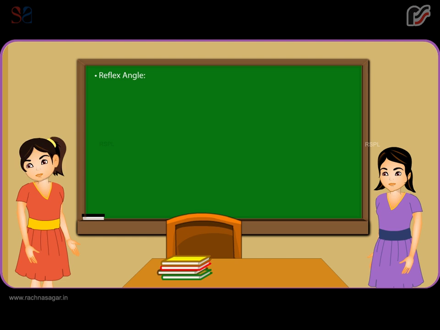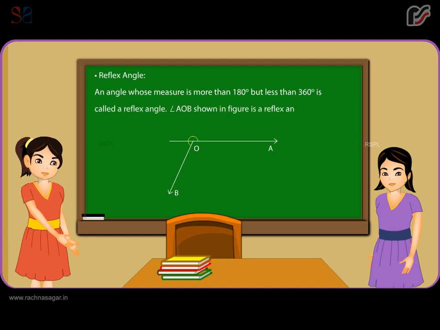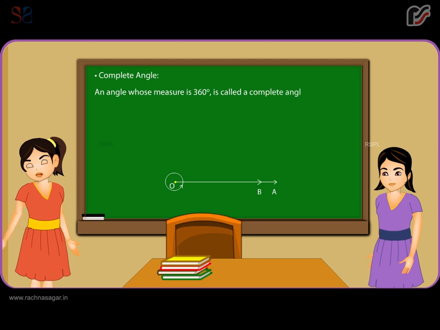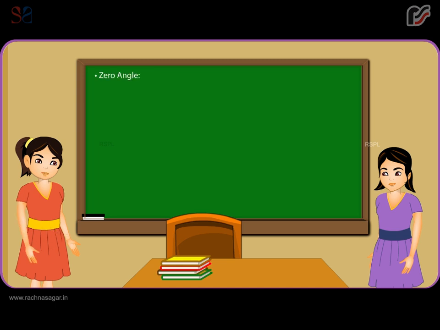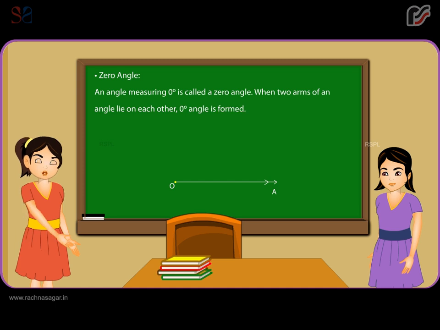Reflex angle. An angle whose measure is more than 180 degrees but less than 360 degrees is called a reflex angle. Angle AOB shown in figure is a reflex angle. Complete angle. An angle whose measure is 360 degrees is called a complete angle. In figure, angle AOB is equal to 360 degrees. Zero angle. An angle measuring 0 degree is called a zero angle. When two arms of an angle lie on each other, 0 degree angle is formed.